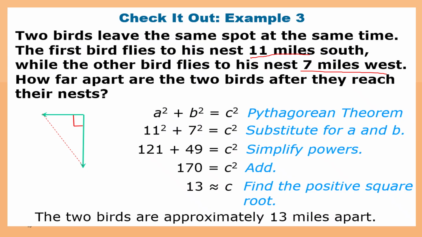So 11 times 11 is 121. 7 times 7 is 49. So 121 plus 49 is 170 equals c squared. So the square root of 170 is approximately 13. Therefore, the two birds are approximately 13 miles apart from each other.